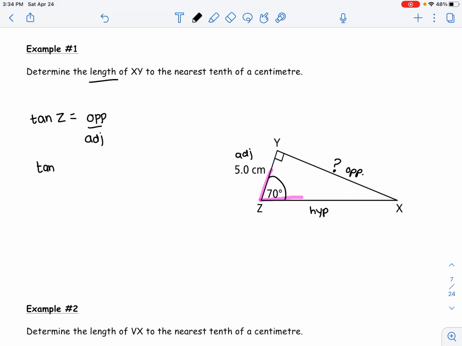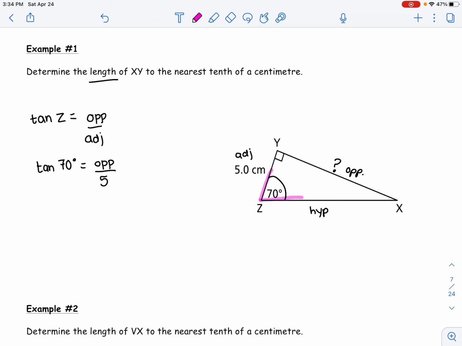In order to solve this, we have to have 2 of the 3 pieces filled in, meaning either Z and adjacent have to be filled in, or Z and opposite have to be filled in in order to find a missing side. Z is 70 degrees, fill it in. Opposite, we don't know, so we're going to just leave it as OPP. But our adjacent side, we can fill it in with just 5. You can put 5.0, but it's just 5 in the end.